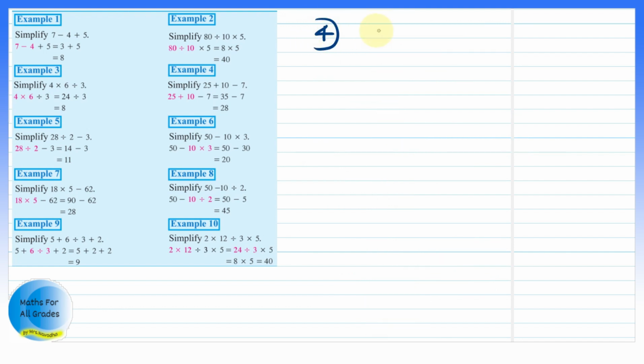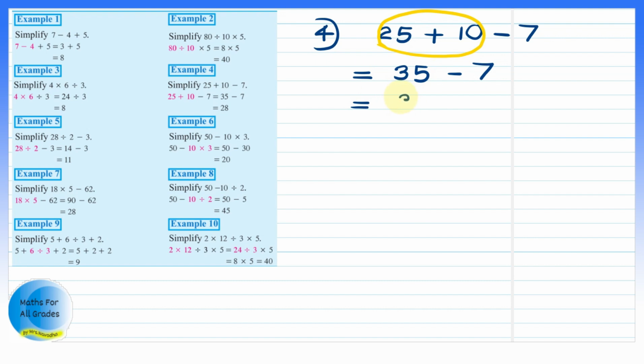Example number 4. Simplify 25 plus 10 minus 7. So here you've got addition and subtraction. Then we have to start on the left side. So let's do the addition first. 25 plus 10 equals 35, minus 7. What is the answer? 28.